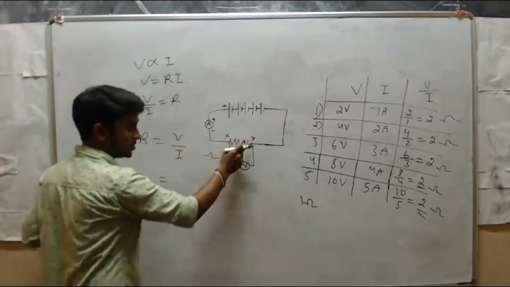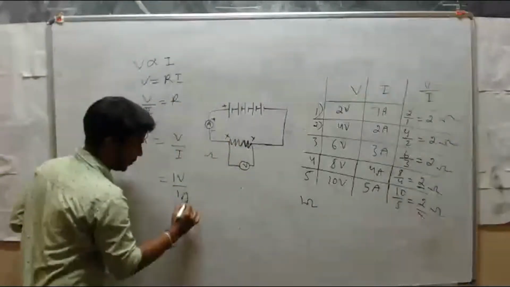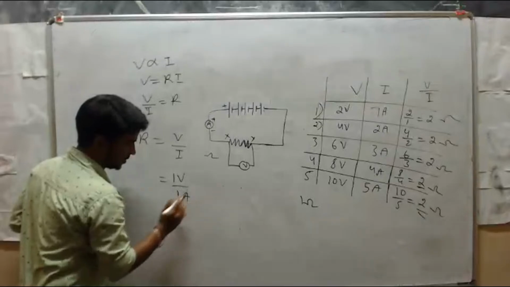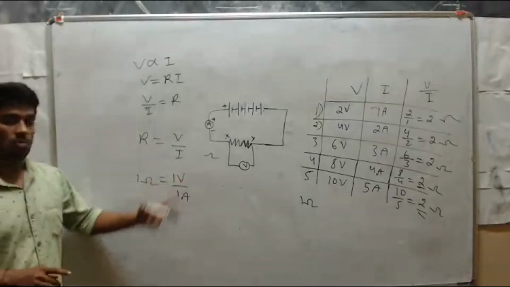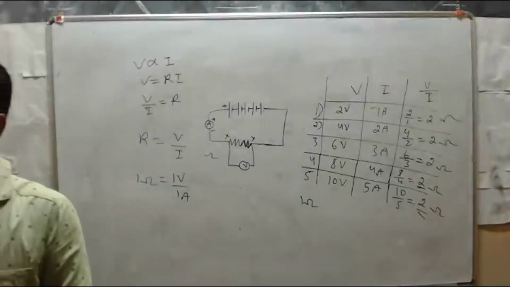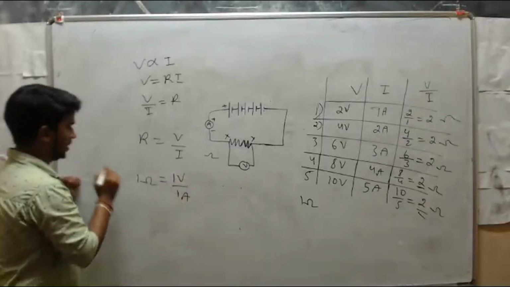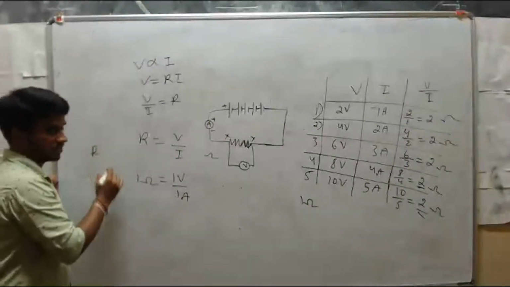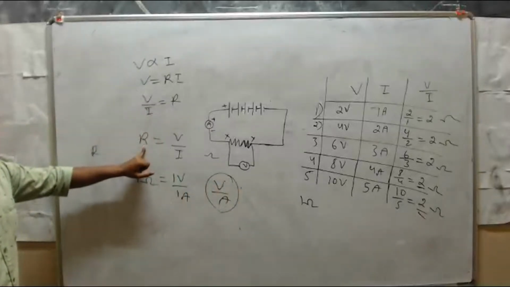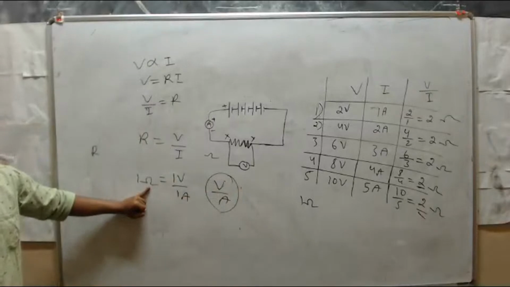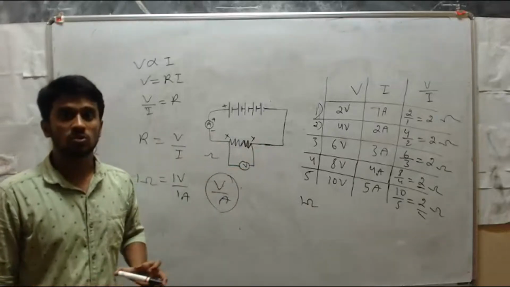If the voltage across this device is 1 volt, and the current passing through this device is 1 ampere, then we say that this is equal to 1 ohm. Ohm is the scientist's name, George Simon Ohm. Instead of saying voltage by ampere as the extent of resistance according to this formula, we use ohm. Clear, right? This is known as Ohm's law.